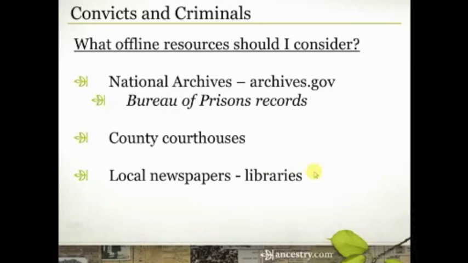We do have a lot of newspapers available on Ancestry.com. There's also a very, very large collection of newspapers available on newspapers.com. However, some local newspapers, which may have more information about local crime or a local court case or local sentencing, may have more information than a large regional or state newspaper. And so the best way to find out about what local newspapers existed at the time that the crime may have been committed are going to be libraries.